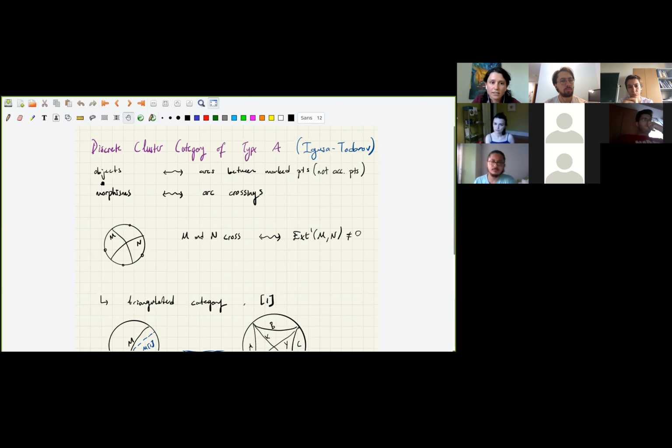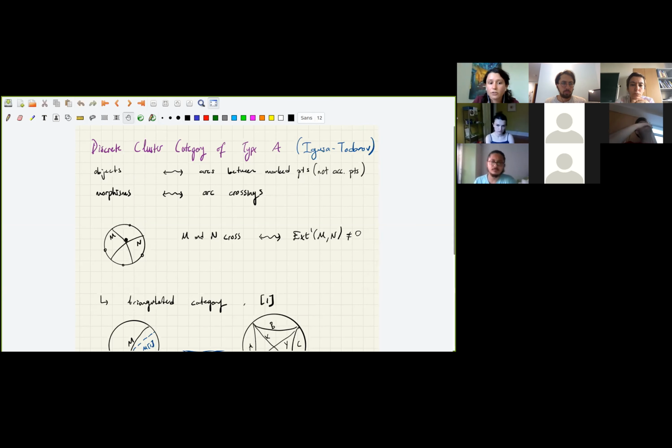And then actually the category which captures the combinatorics is described by Igusa-Todorov in this case. For instance, this is called the discrete cluster category. The objects are actually arcs between the marked points on the boundary of the disk, but their categorification doesn't involve arcs between accumulation points. They only consider the arcs between marked points on the boundary of the disk.